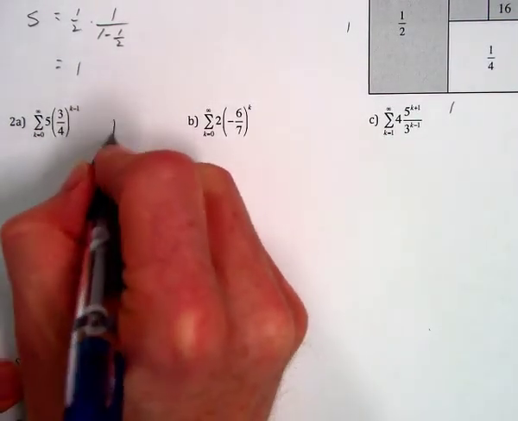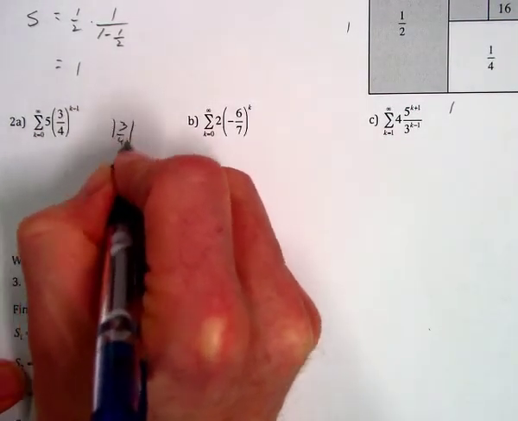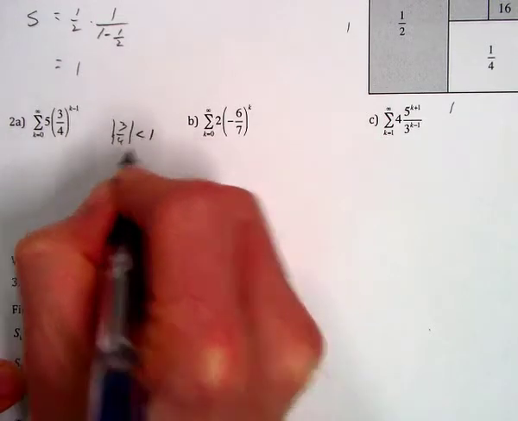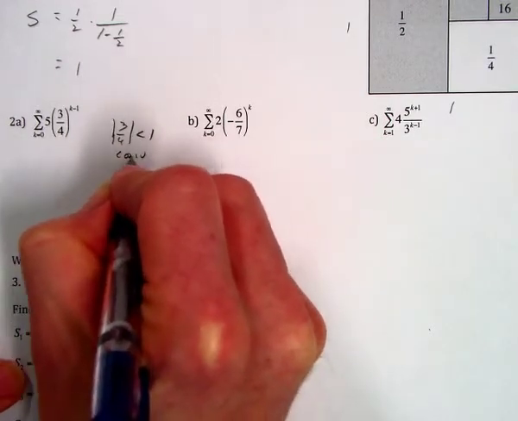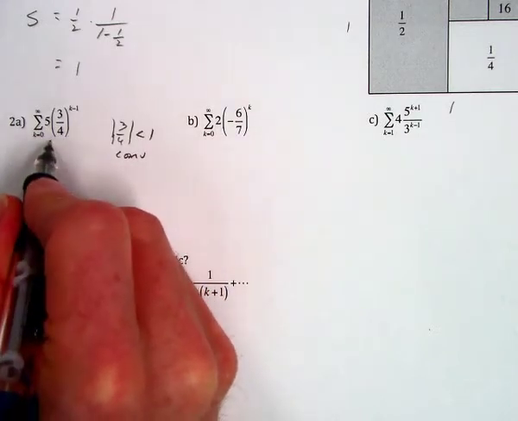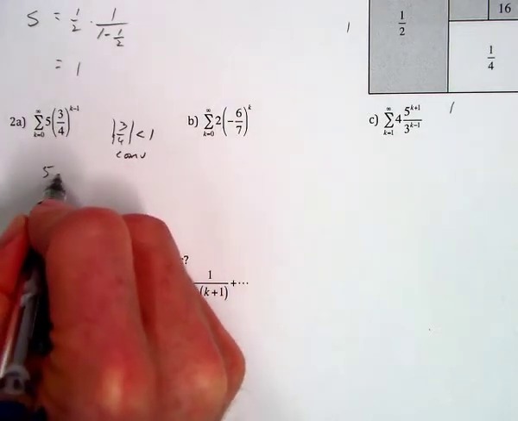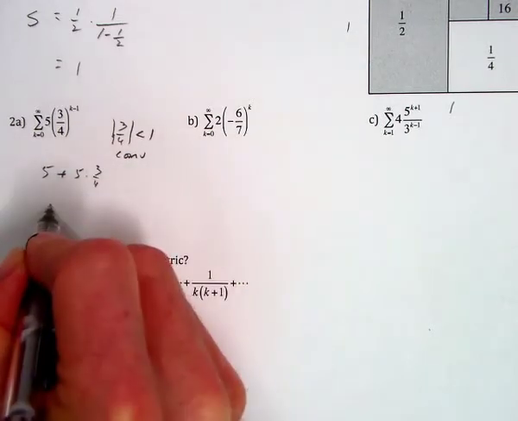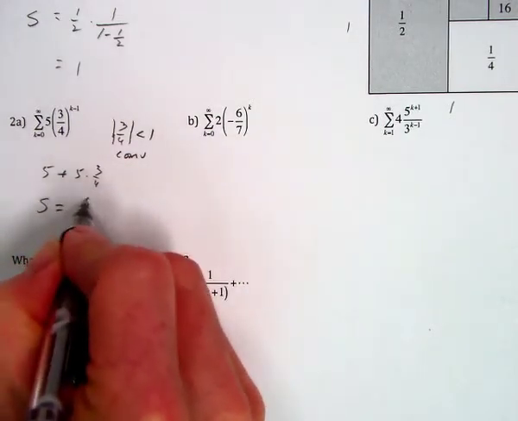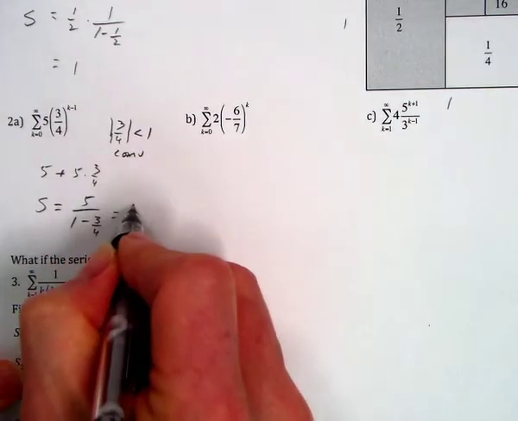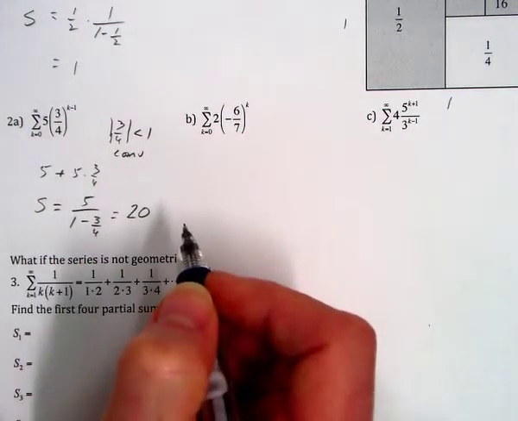We have here, this is in our form, the absolute value of 3/4 is less than 1, so this thing converges. What does it converge to? Our first term will be 5, and then 5 times 3/4, so it is the correct form. We have 5 over 1 minus 3/4, 5 over 1/4, so we get 20.